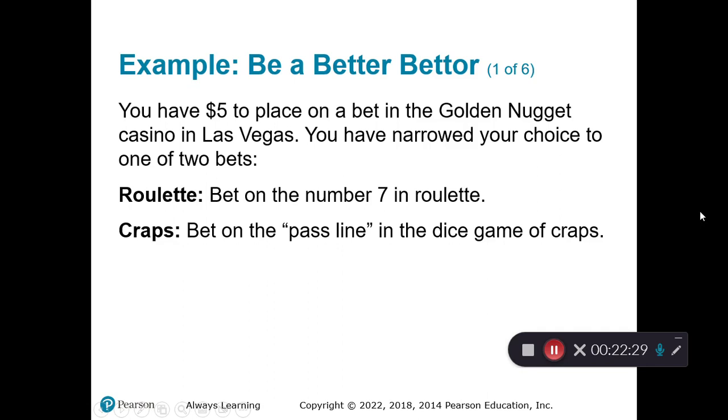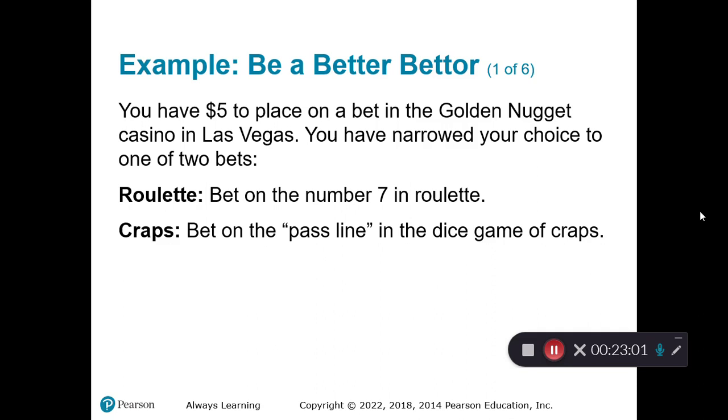Here we have an example based on a game of chance, actually 2 different games of chance. You have $5 to place a bet in the Golden Nugget Casino in Las Vegas, and you want to apply that $5 to one of 2 games, and you're trying to decide where you have the better chances of having a stronger win. You decided that you're either going to play $5 on the roulette or you're going to play $5 at the craps table.